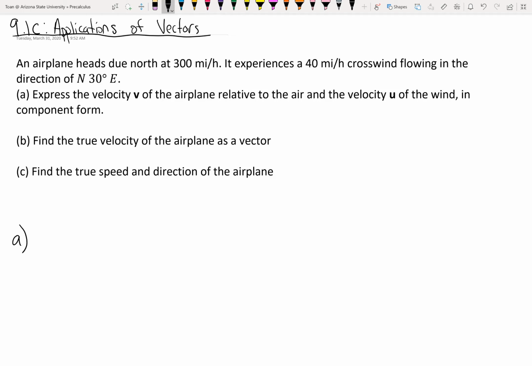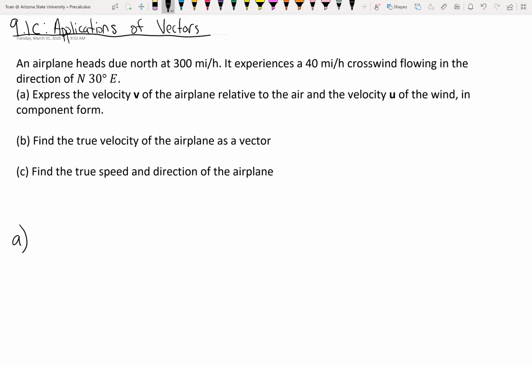So part A says, express the velocity v of the airplane relative to the air and the velocity u of the wind in component form. It's basically asking us to break down these velocities in component form because, believe it or not, they did give us magnitude and direction. So this is what we did in 9.1b. Here's a magnitude and direction, find the component form.